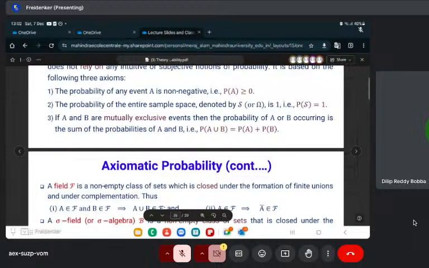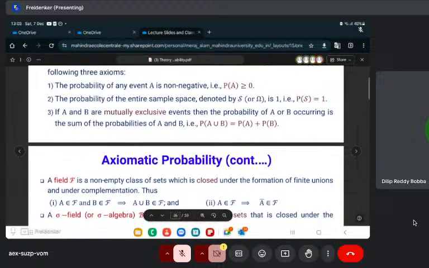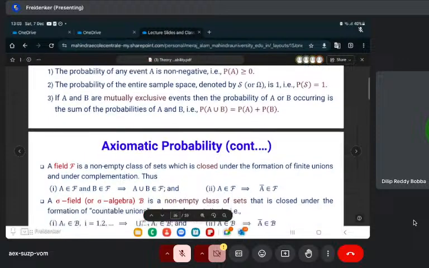Nice. It means all possible events are there in the sample space. So if I take the probability of that, you'll get one. If you're getting less than one, it means something is missing in your sample space. If you're getting more than one, that means you're doing some sort of magic, I suppose, because probability can't be more than one. If A and B are mutually exclusive, what is mutually exclusive?